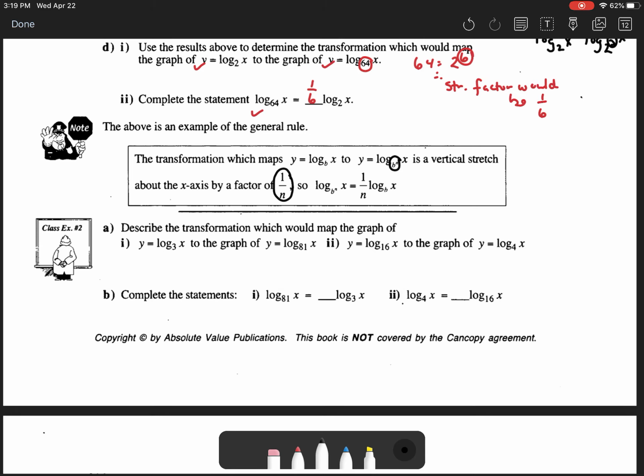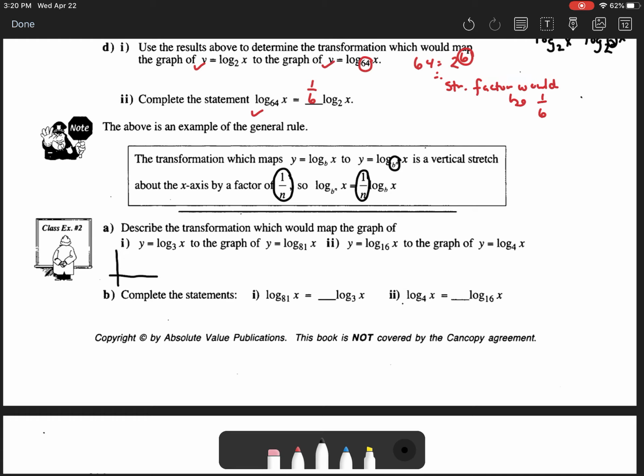Okay, so it says this is an example of the general rule. The transformation which maps log base b of x to log base b to the exponent of n of x is going to be a stretch factor of 1/n. Okay, so you want to have those logs with the same base. And the second one, when it is written as a power, a base and an exponent, it's 1/, the exponent. That's the stretch factor that you put in front of the original log function. So let's see if we can take that idea now and discuss these next questions.